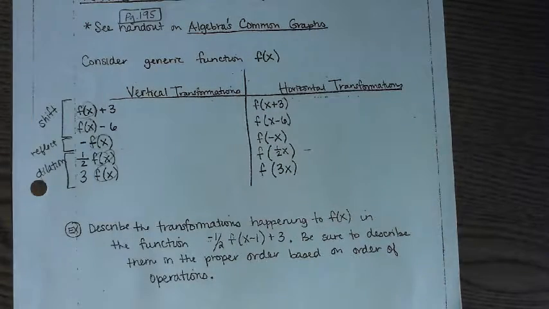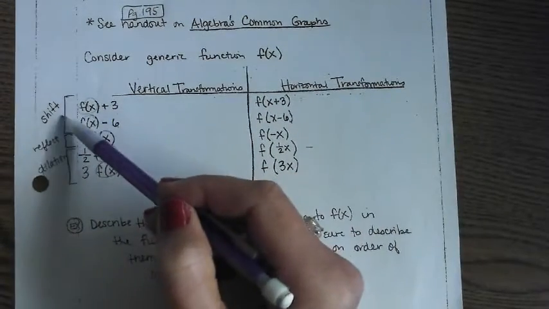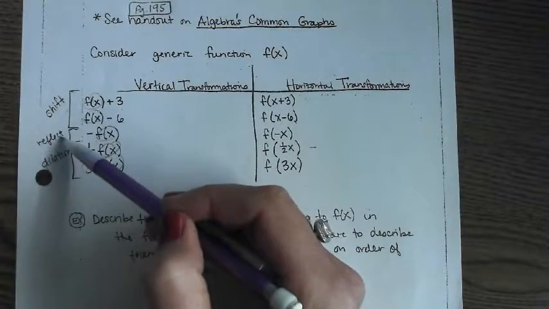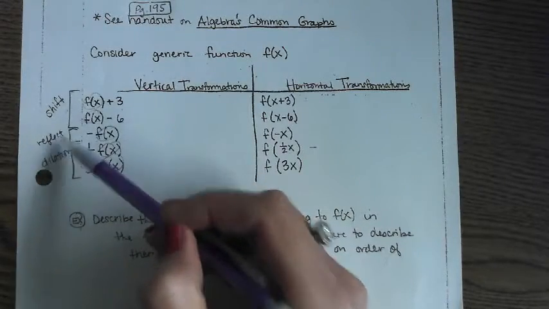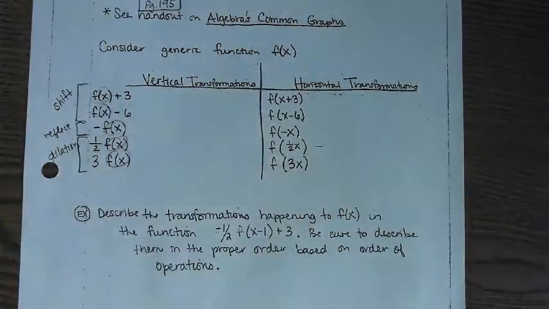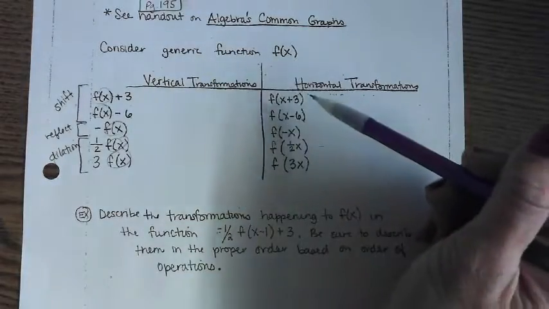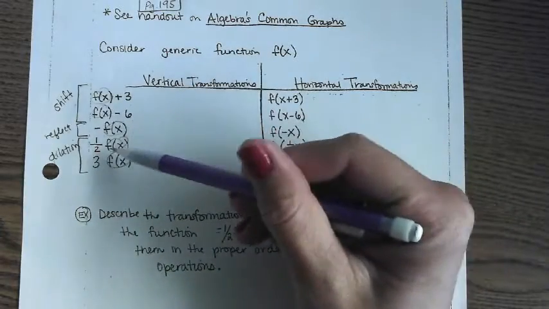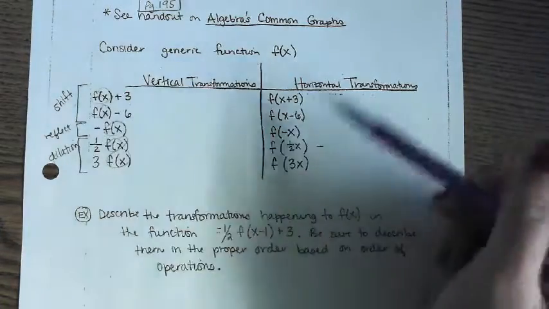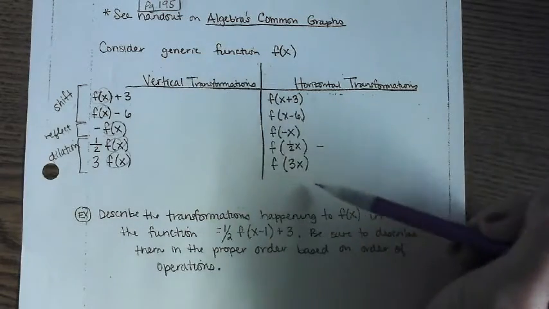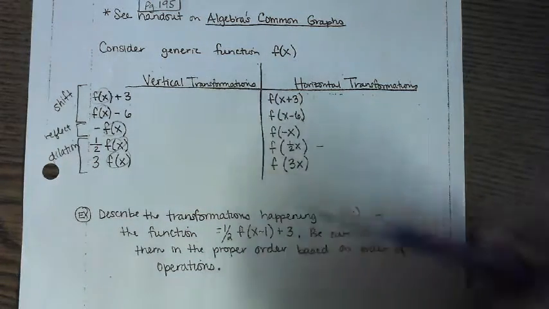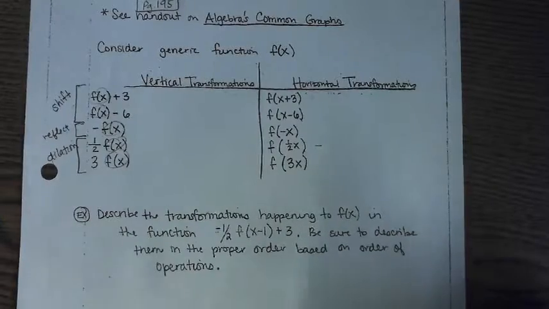And with all of these, we would get more specific. Are we shifting up, down, left, right? Are we reflecting over the x-axis, over the y-axis? Are we dilating, a stretch or compression? So we'll look at that. Obviously, I mentioned how all things vertically transformed happen outside the function, whereas all things horizontal happen within the function. So you can see the difference there.